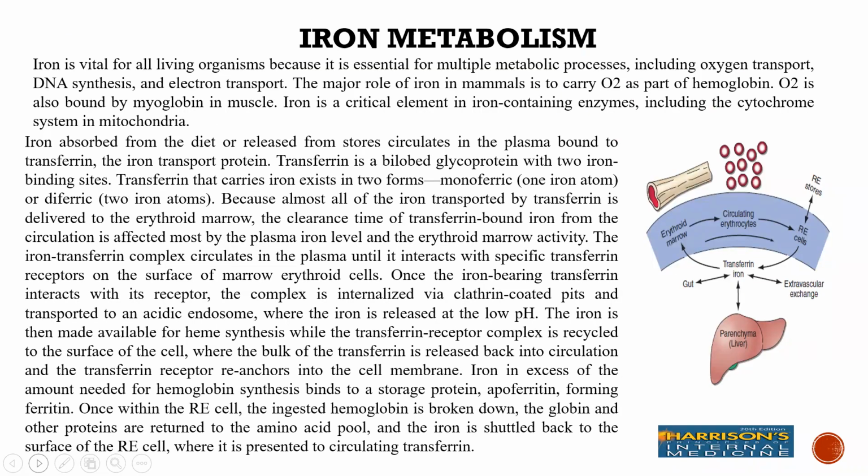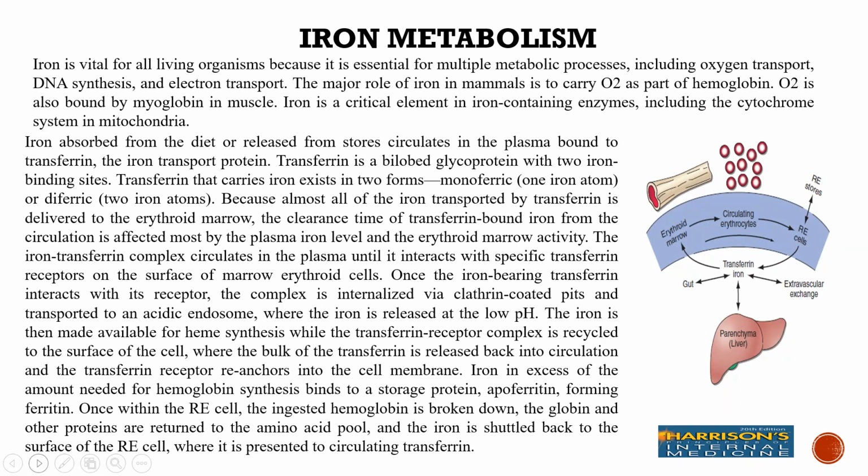Iron is vital for all living organisms because it's essential for multiple metabolic processes, including oxygen transport, DNA synthesis, and electron transport. The major role of iron in mammals is to carry oxygen as part of hemoglobin. Oxygen is also bound by myoglobin in the muscle. Iron is a critical element in iron-containing enzymes, including cytochrome systems in mitochondria.